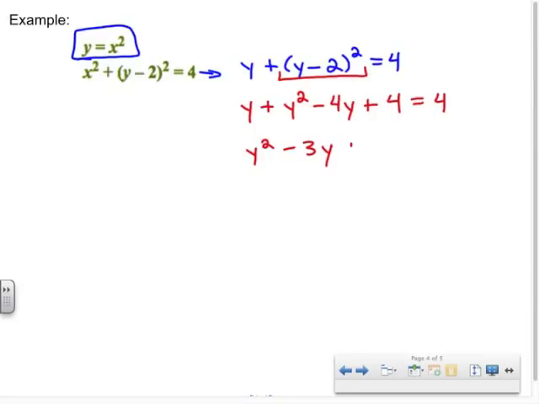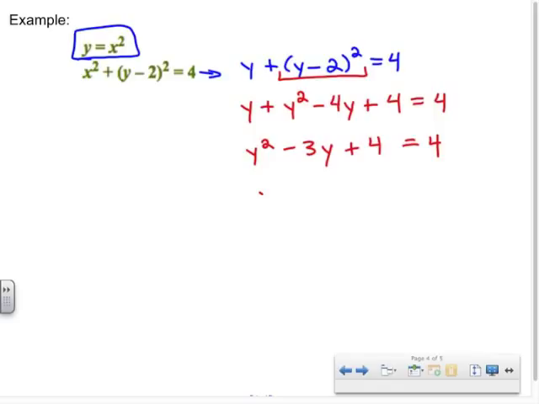So to solve quadratics, the easiest way for me is to try and get it equal to 0 and factor. So if I look at this, I can actually take that 4 that's on the right, and I can move that over to the left side. And when I subtract that 4, it's actually going to give me 0. So I'm going to get y squared minus 3y equals 0.